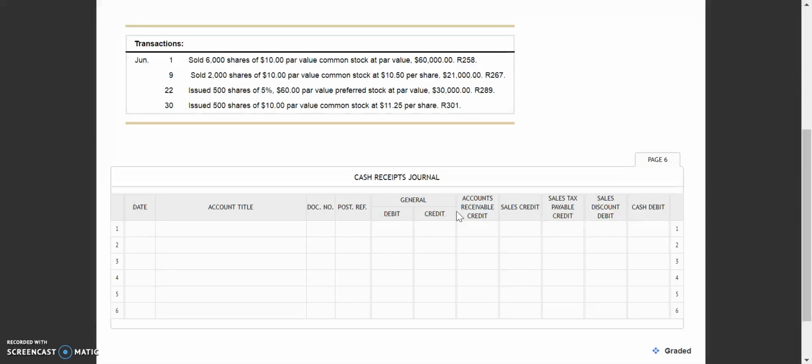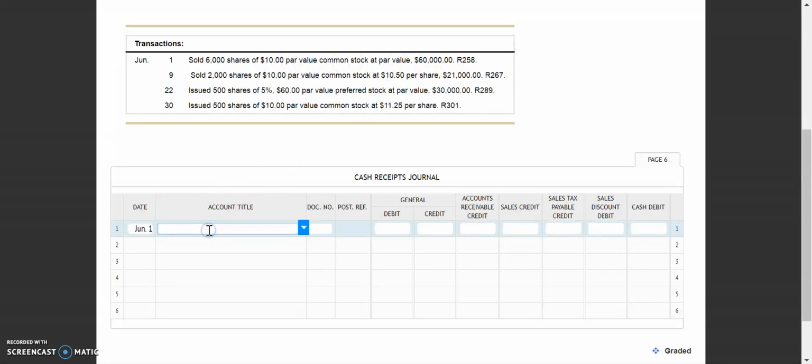So our first transaction is on June 1st, and it says that we sold 6,000 shares of $10 par value common stock for a total of $60,000. So let's put in our date of June 1st, and then let's take a look at if we had anything in excess. So if we take our 6,000 shares times the $10 par value, we end up with 60,000. So we did not have any excess.